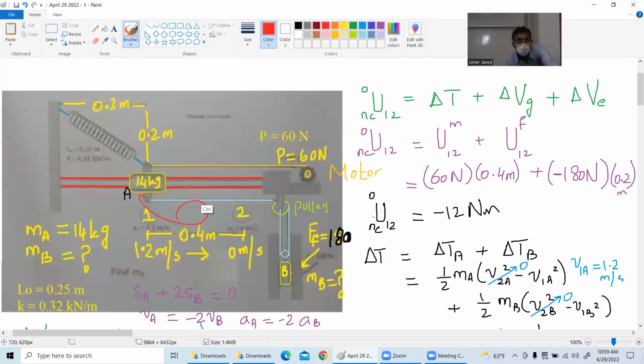Because when the collar goes to the right, what happens to this spring? Focus, it will arrive till here, right? Till here. So you will have this big triangle that will have its nice and beautiful base of 0.4 plus 0.3, that is 0.7 meters.